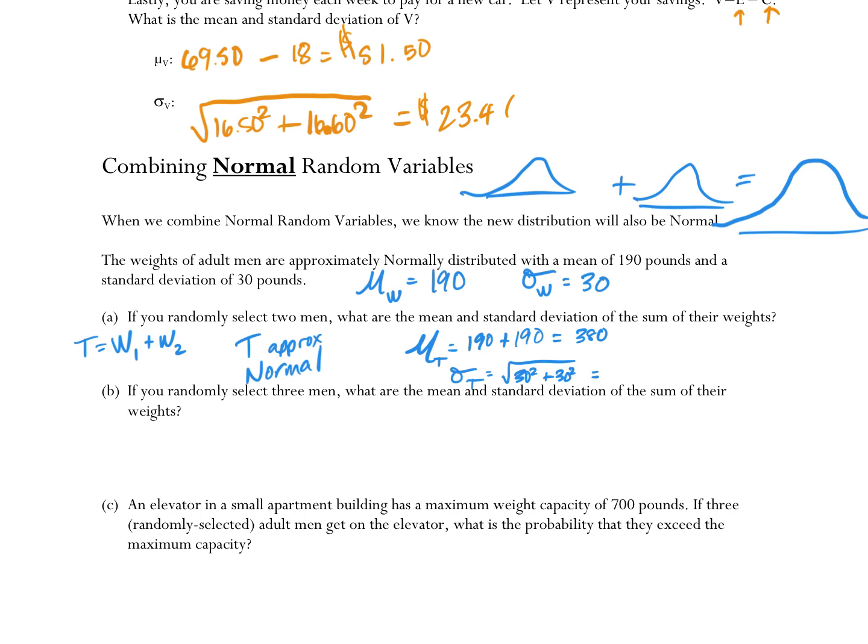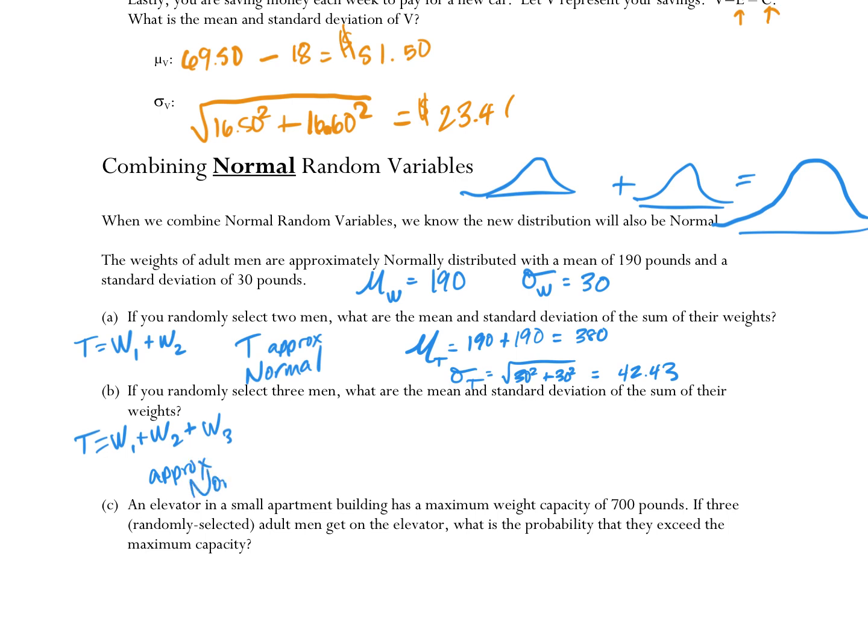And I think it's like 42 and some change. 42.4. Great. Lovely. Now, how would this change if there were 3 guys? And T was now W1 plus W2 plus W3. Would it still be normal? Yeah.